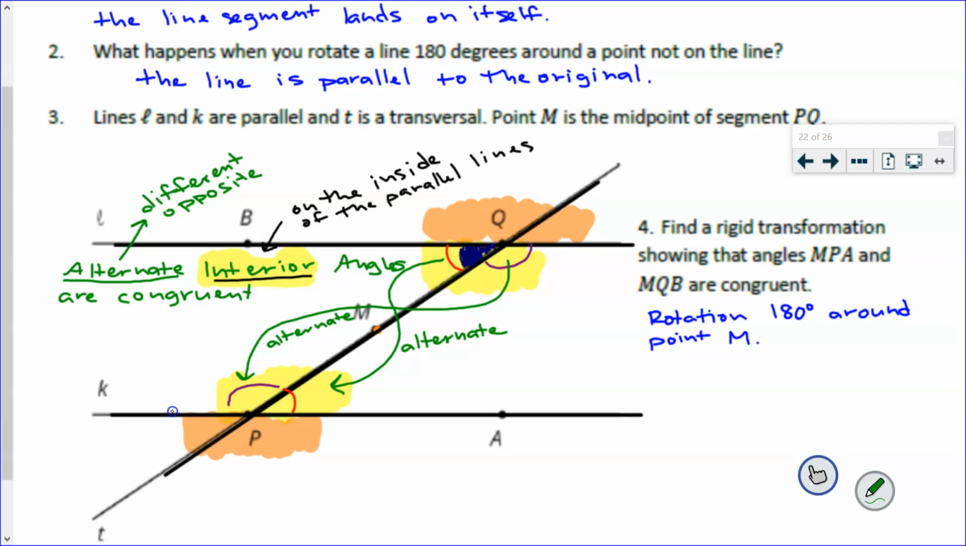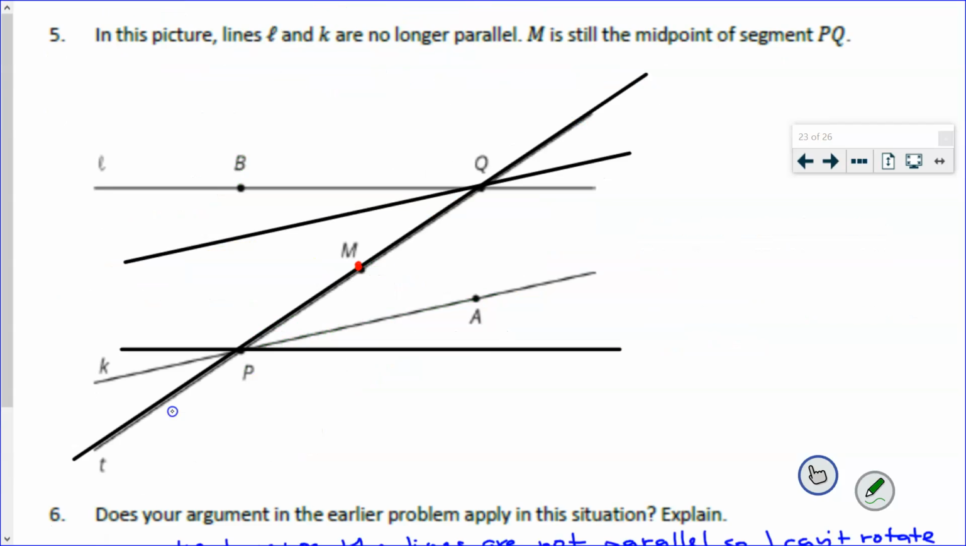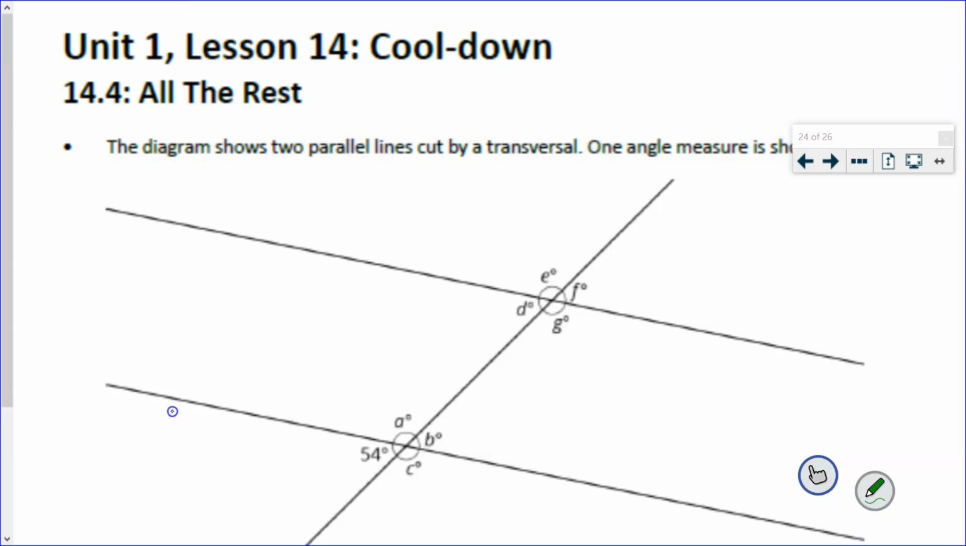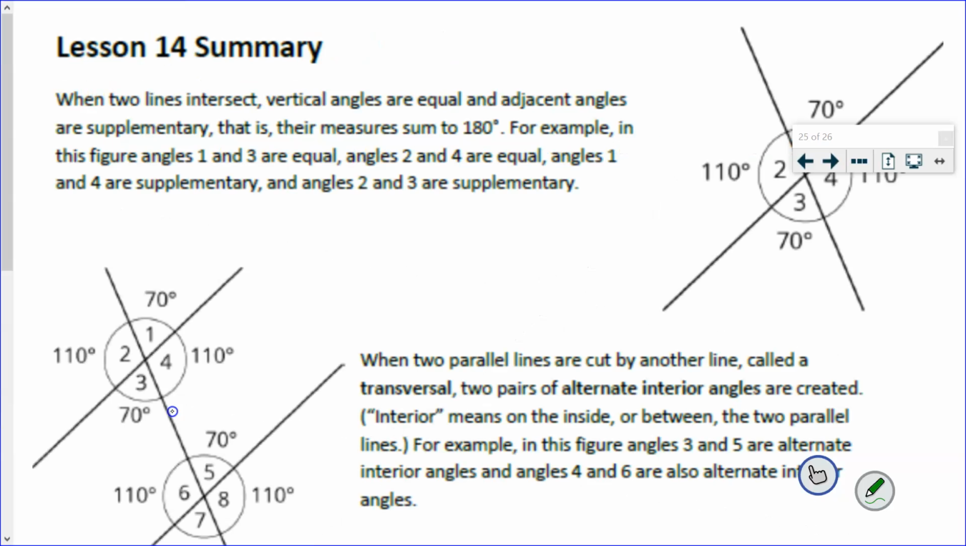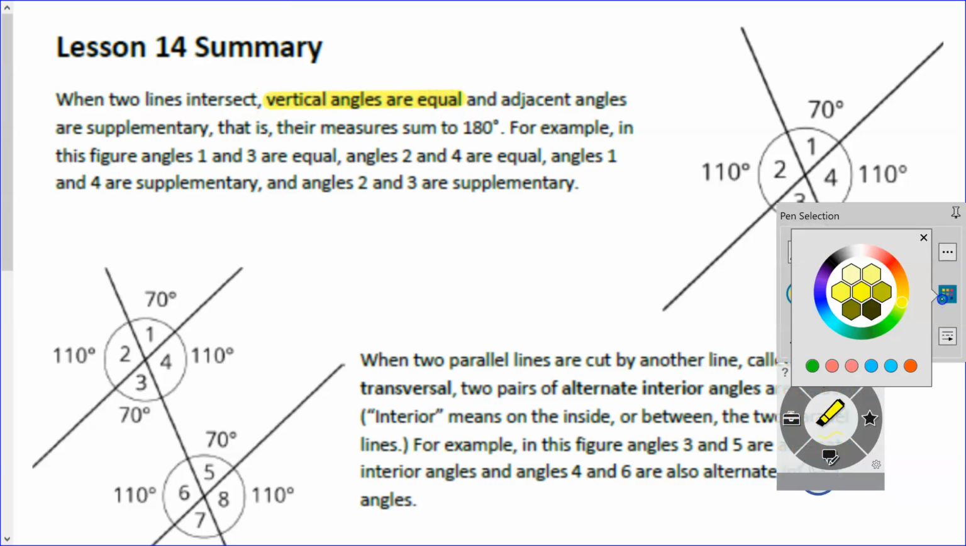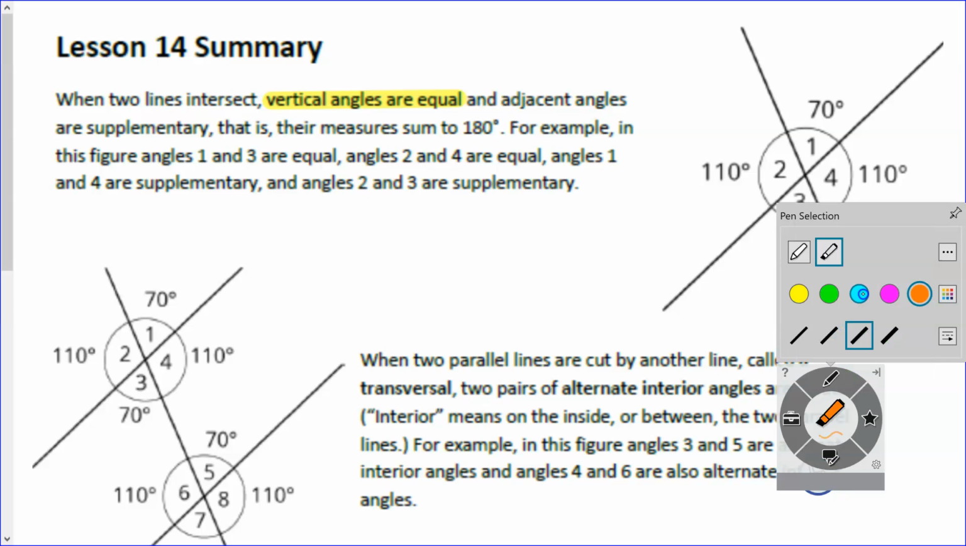Okay, let's summarize. We've made it to summary. So even though the cool down is next, we're skipping the cool down. We're going to come back to the cool down after we summarize. Summarize is always first. Sometimes I print them in backwards order so that it works a little bit easier. Again, I'm going to color code here as I highlight. When two lines intersect, vertical angles are equal and adjacent angles, that's a new word that we'll talk about. Adjacent angles are supplementary. Supplementary is not a new word.